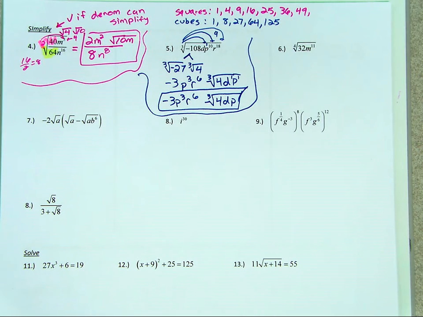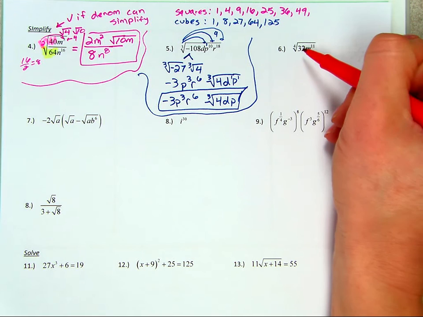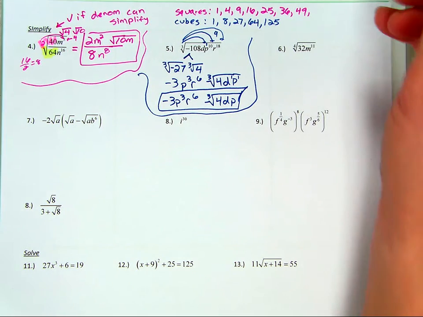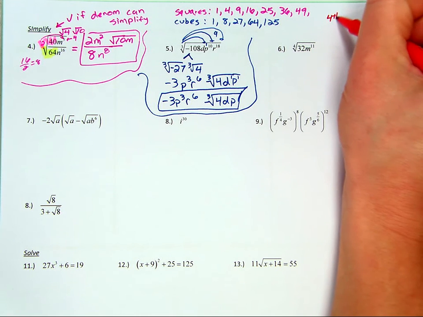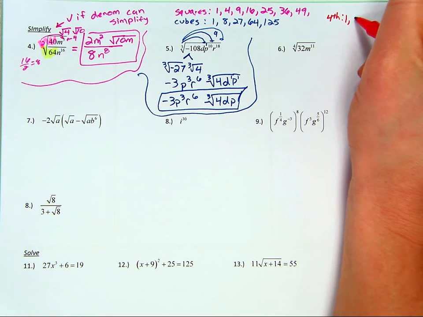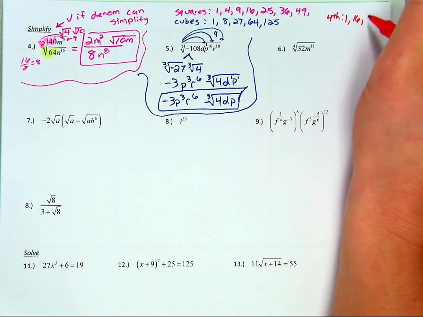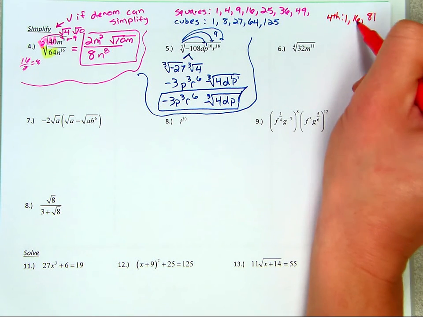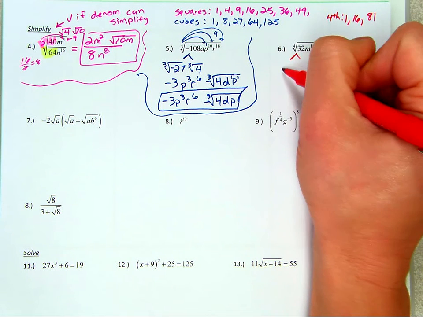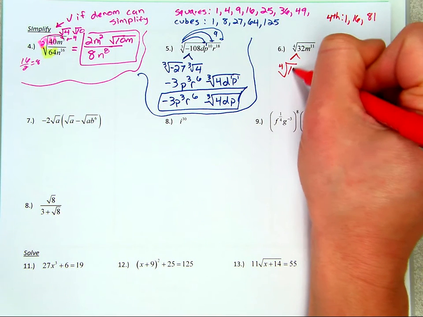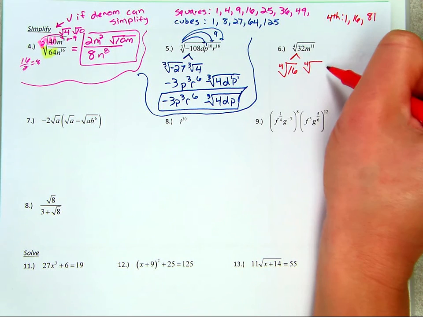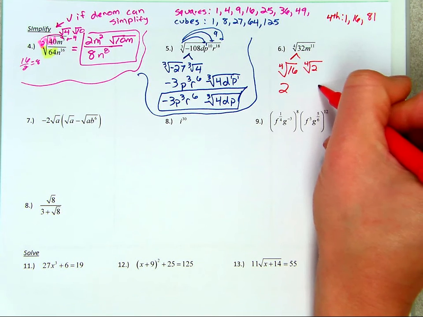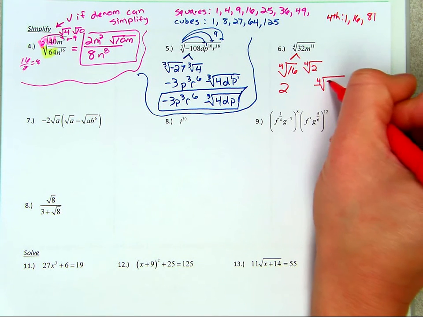Okay, let's look at the next one, number 6. The index here is 4, so I need a list of perfect fourths now as well. So 1 to the 4th is 1, 2 to the 4th is 16, 3 to the 4th is 81. So 32 is not a perfect fourth, but 16 does go into it evenly. So this would be the 4th root of 16, and 16 goes into it twice. Well, the 4th root of 16 is 2, and then I would put the 4th root of 2 over here and give myself some space.